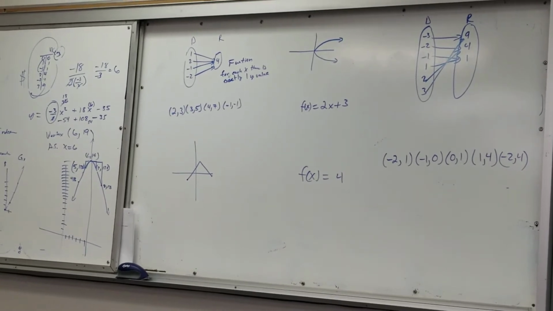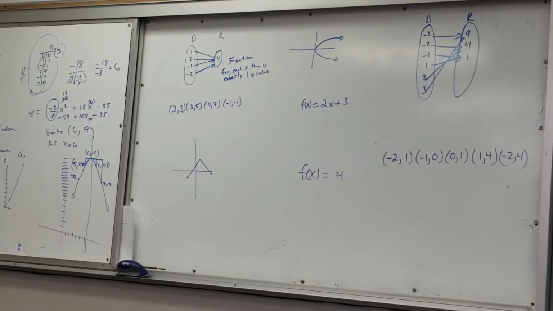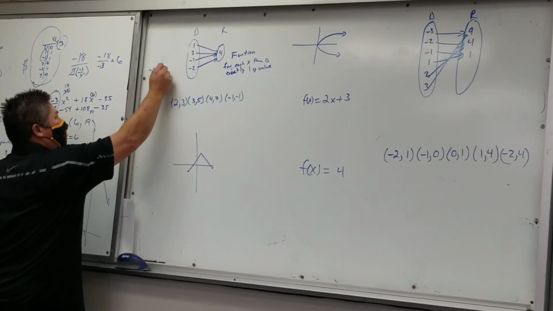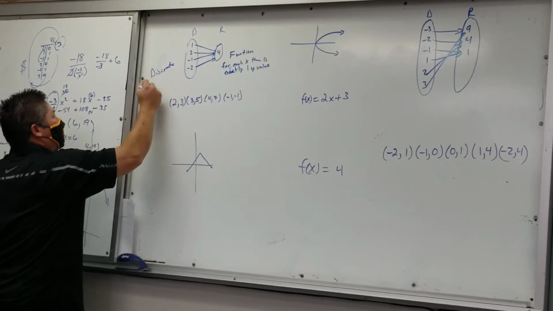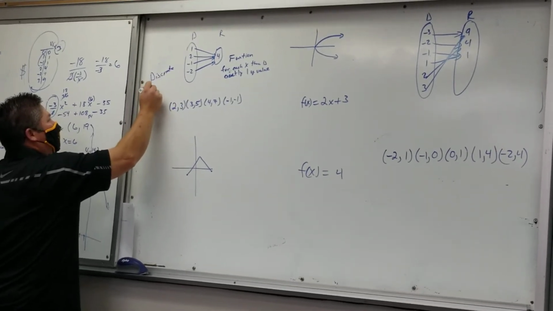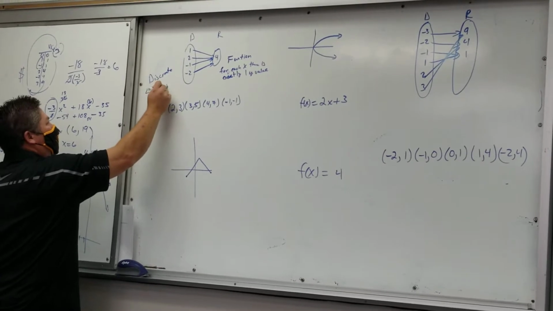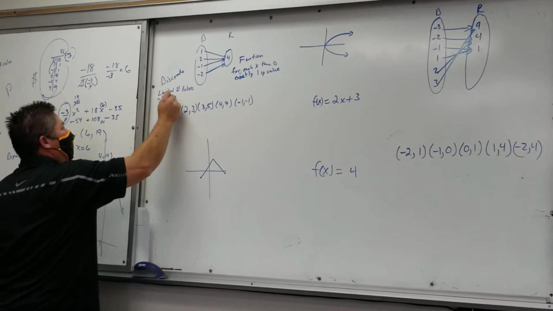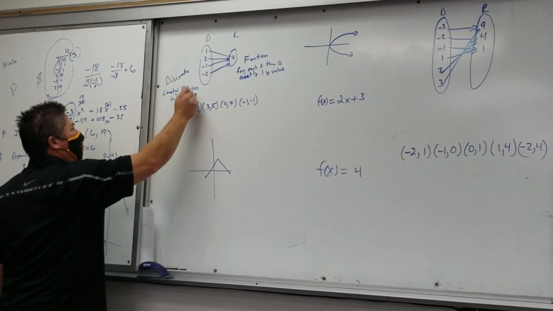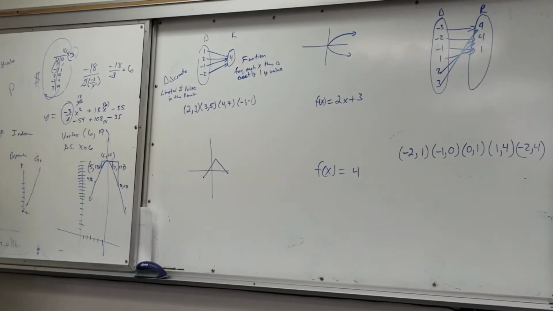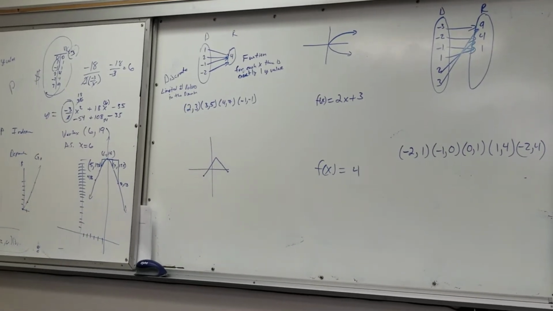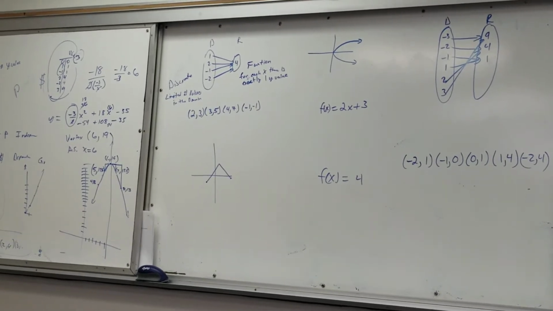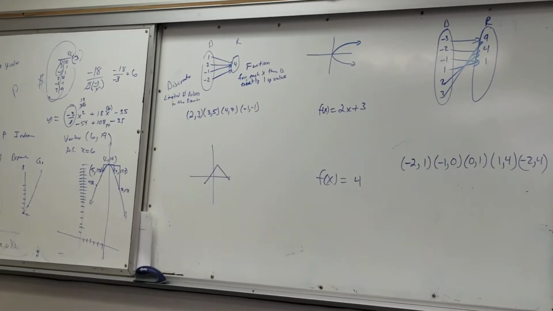It is what? Discrete. Okay, so I'm going to write discrete. And the way I know it's discrete is that there are a limited number of values in the domain. Okay, that's how I know that it is discrete. Is it linear? Well, we're going to find out. I'm going to show you how you can tell if it's linear.